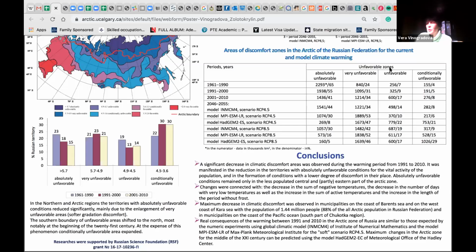Changes were accompanied by a decrease in negative temperatures, a decrease in the number of days with very low temperatures, as well as an increase in the sum of active temperatures and an increase in the period without frost. The maximum decrease in climatic discomfort was observed in the municipalities on the sea coast, on the west coast of the Kara Sea, and the municipality on the coast of the Pacific Ocean, the south part of the Chukotka regions.